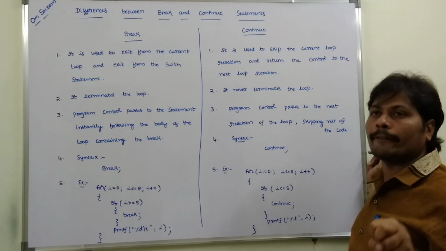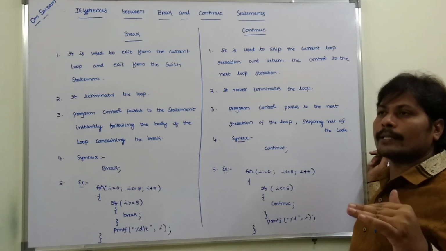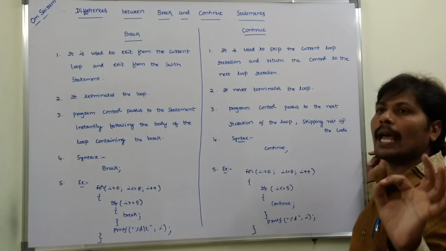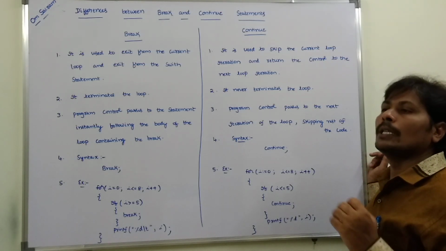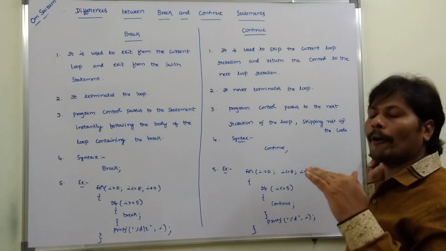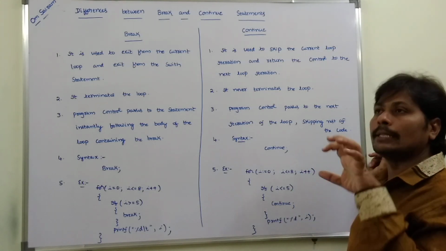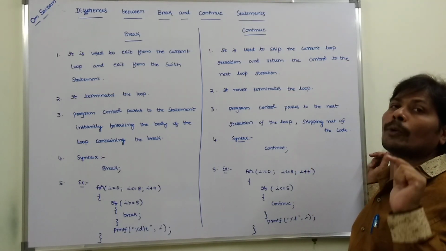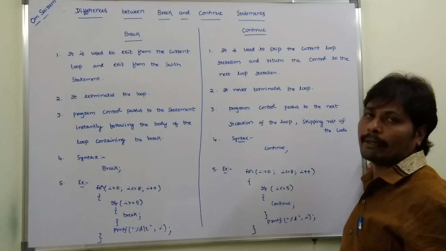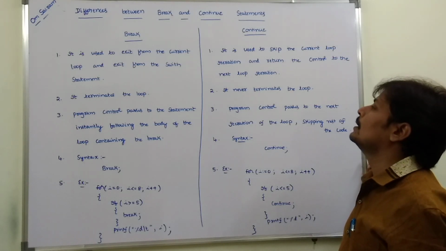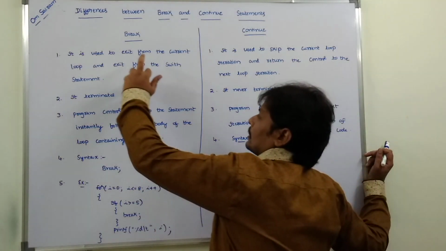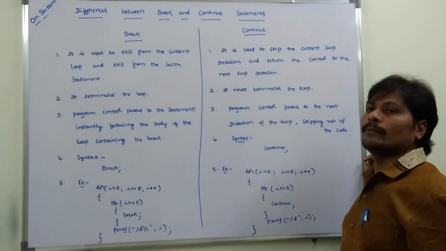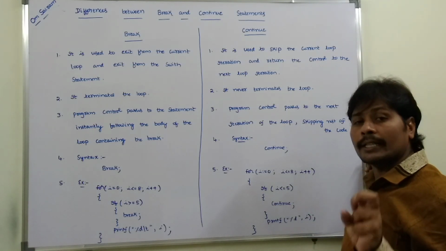Suppose we are in the first iteration, and a continue statement is there in the body of the loop. Whatever statements are after the continue statement, those statements are skipped, then the program control goes to the next iteration of the loop. Next, considering the break statement, it terminates the current loop.